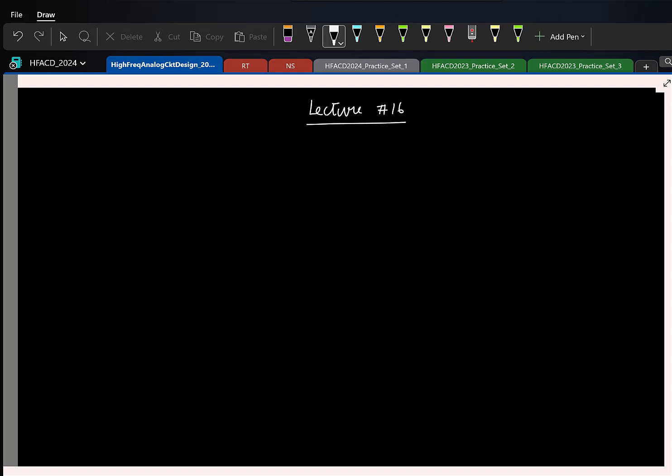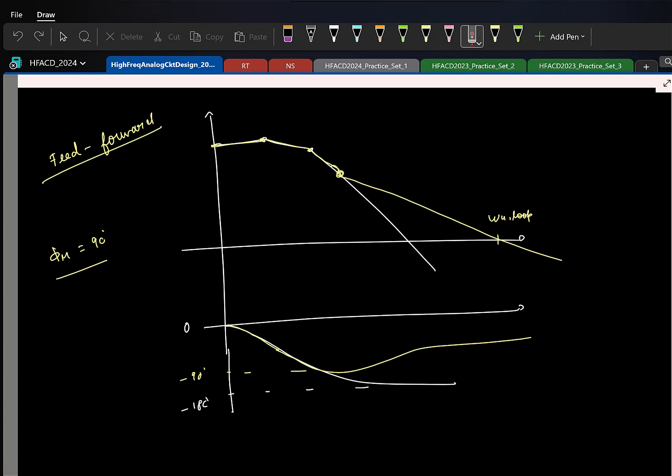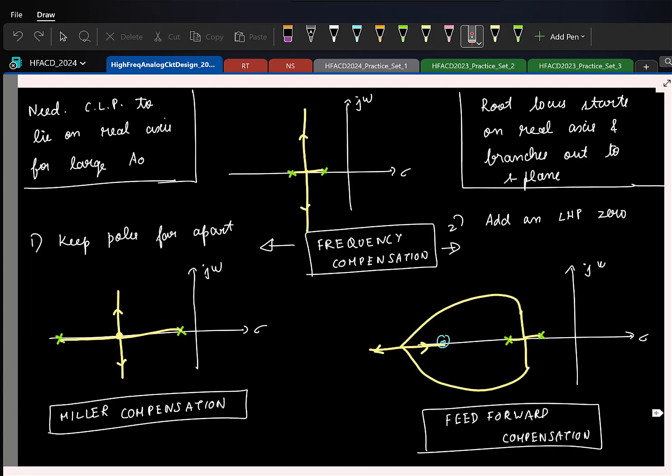So we have been looking at the problem of making a negative feedback loop stable, and in the last class we essentially saw that the underlying principle behind the schemes that we'll use is the following. Although we have a higher order system, we try to make sure that the loop gain behaves like a first order system around the unity loop gain frequency at least, right? That's the basic idea. And we saw there are essentially two lines of thought.